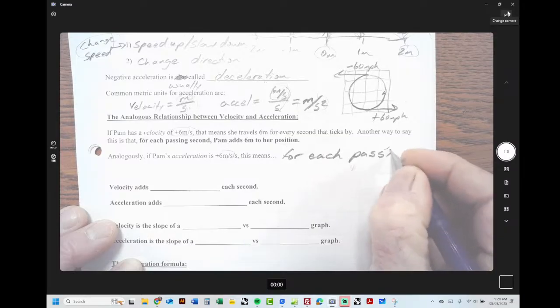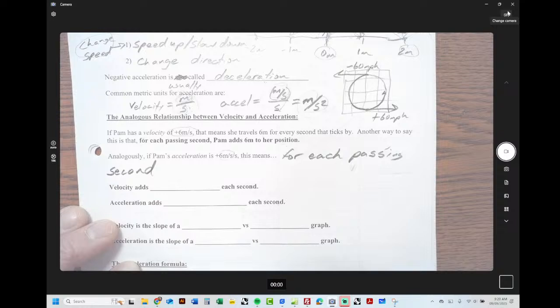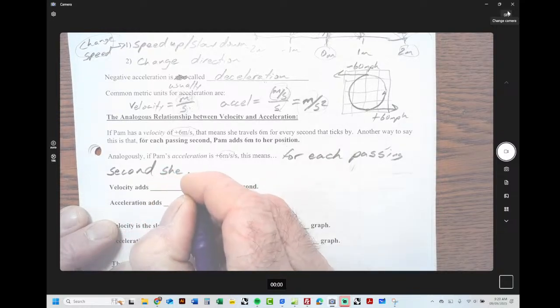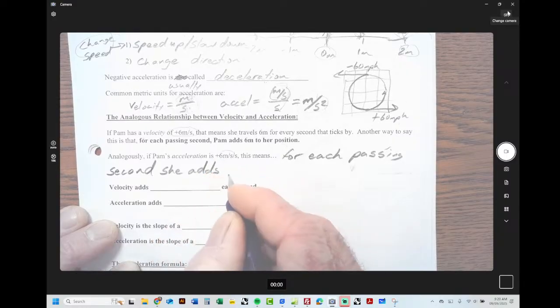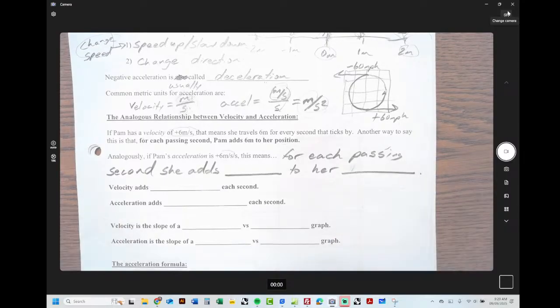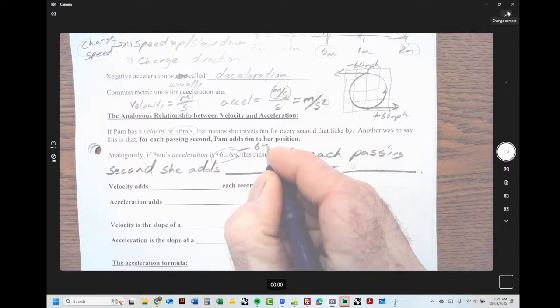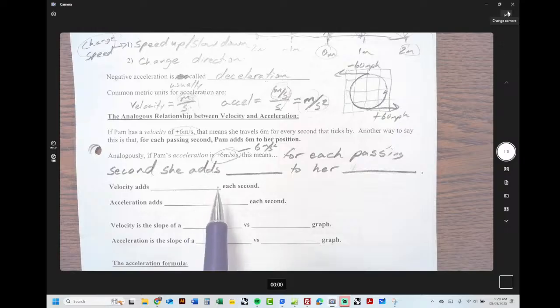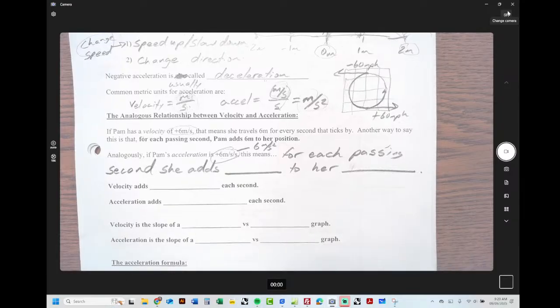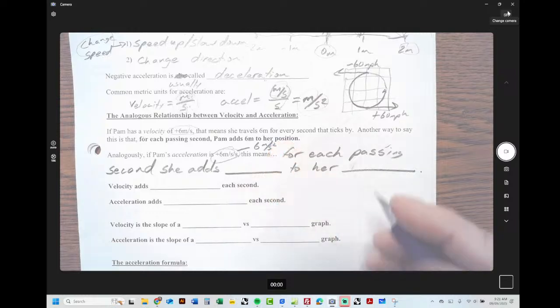I'm going to set this up as a fill in the blank question. She adds blank to her blank. So if her acceleration is 6 meters per second squared, for every second that goes by, she's adding what to her what? What goes in either of these blanks? What's she adding on to? Instead of adding to her position, she's adding to her what? Her velocity.